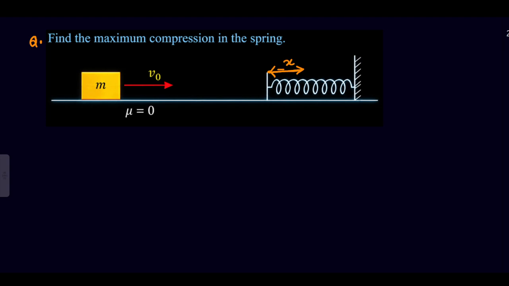Now at that instant, the velocity of the block completely becomes 0. Again, the spring will try to apply force on the block, and because of that, the block will move backward. So at maximum compression, what happens? The velocity of the block is completely 0.